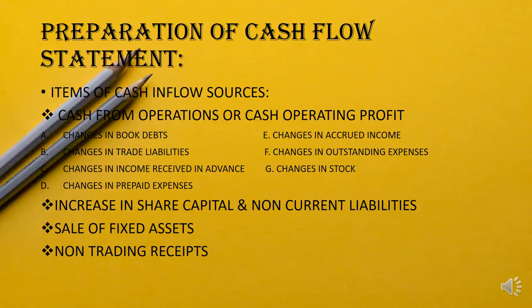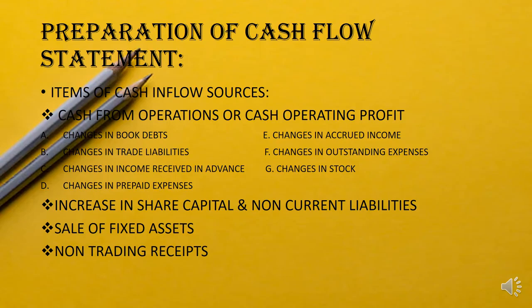Second one is changes in trade liabilities. It can be presented like cash from operations is equal to net operating profit plus increase in creditors and bills payable or minus decrease in creditors and bills payable. The third one is changes in income received in advance, which can be expressed as cash from operations is equal to net operating profit plus increase in income received in advance or minus decrease in income received in advance.